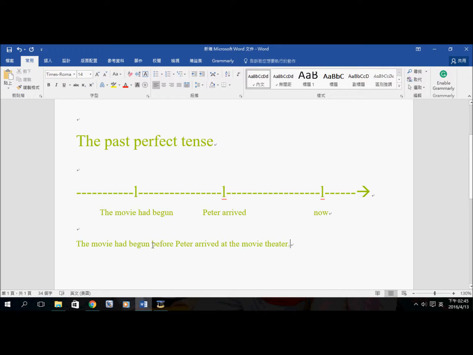Of course, you can use words like before to link two sentences. You can also use after to rewrite the sentence by saying Peter arrived at the movie theater after the movie had begun.